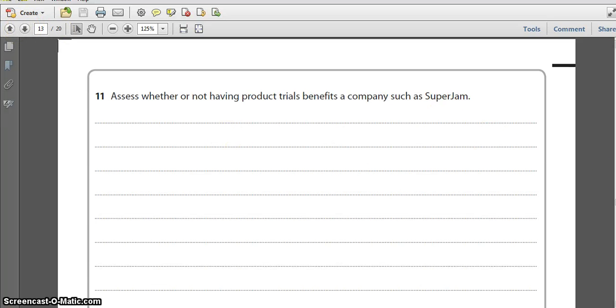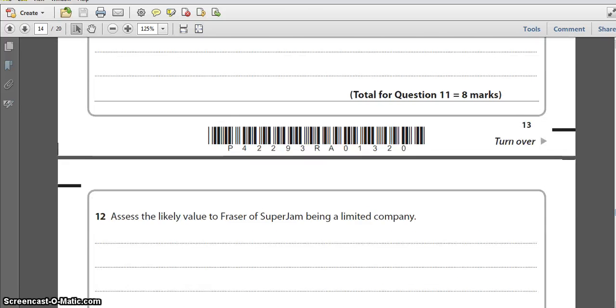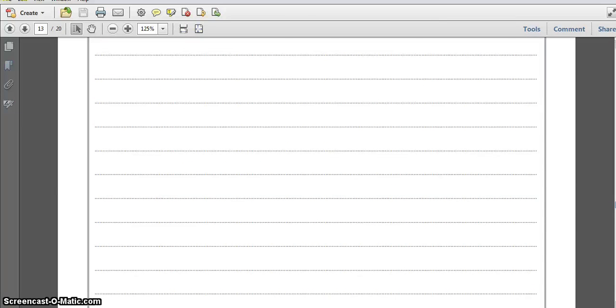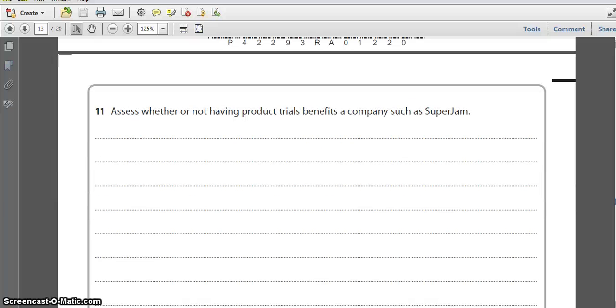Moving on to 11, assess. Now this is where we start to evaluate at this point. Assess is code for evaluate, plus it's an 8-mark question, and every single 8-mark question is definitely going to involve some sort of evaluation. So assess whether or not having product trials benefit a company such as Superjam.